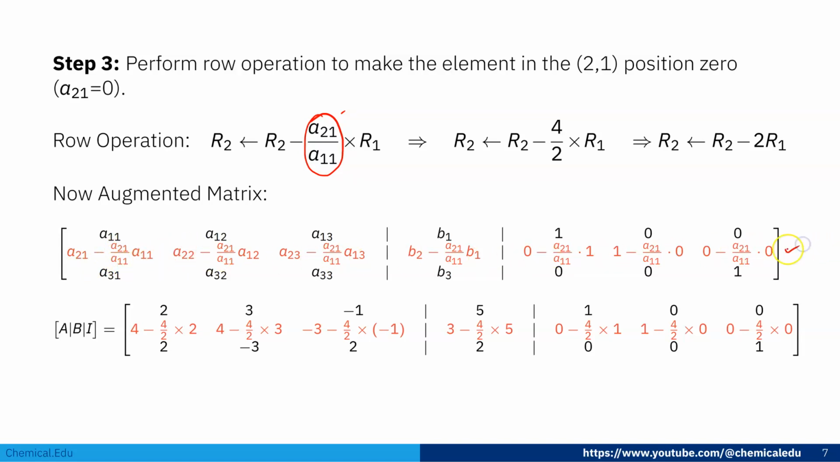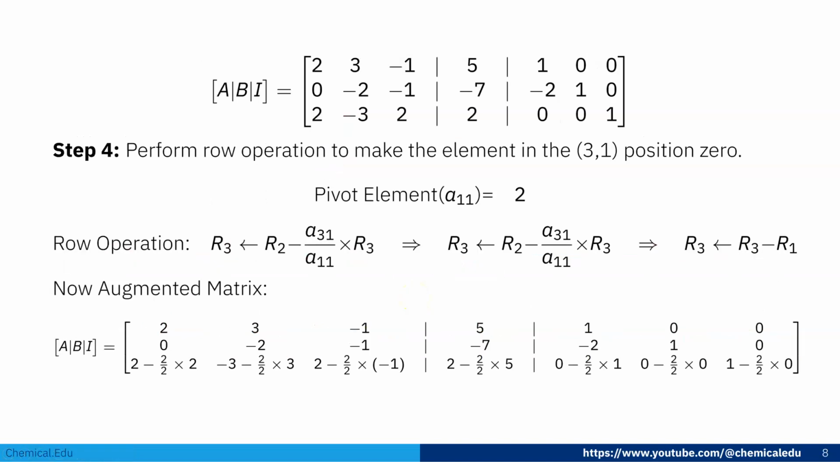So the entire row we are doing that operation, and we put in all these values. After putting in all these values and doing that operation, we'll get this element as 0. Now you can see this element is 0, and all the other elements change value.